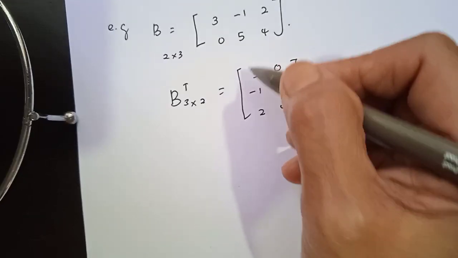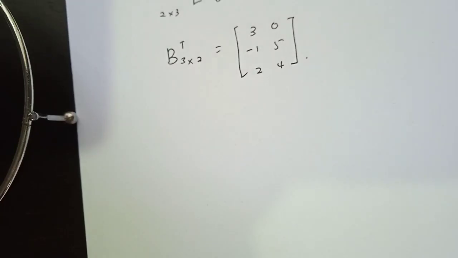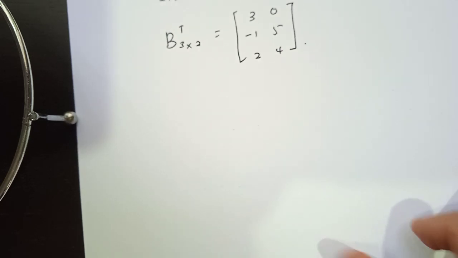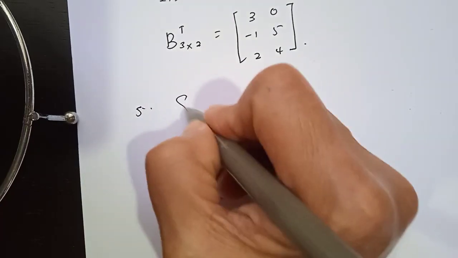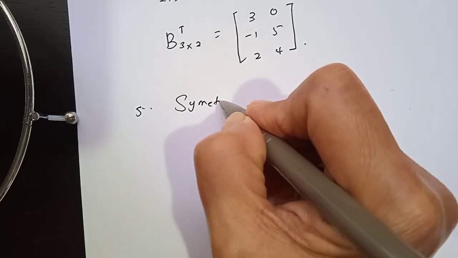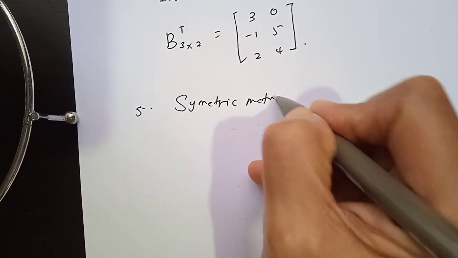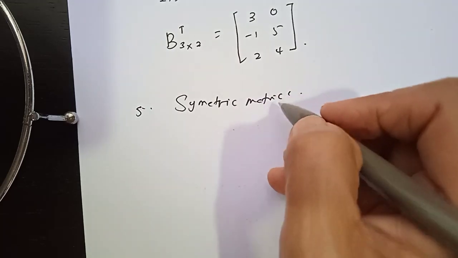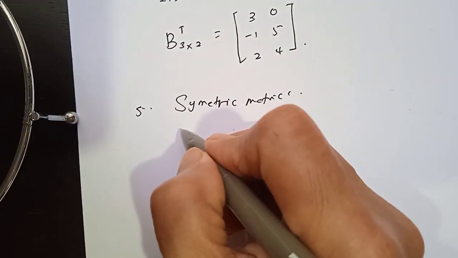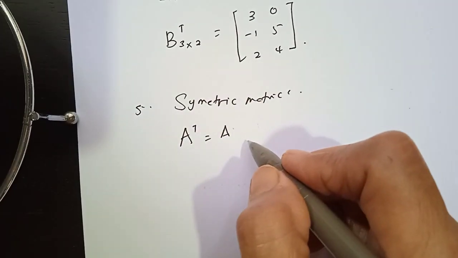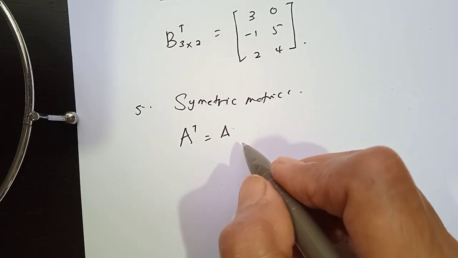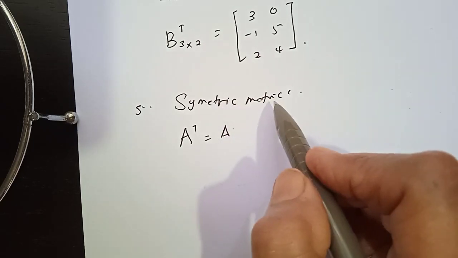Okay, next is number 5, symmetric matrix. A symmetric matrix is a square matrix where A transpose and A are the same matrix. The elements and order of the matrix are the same. So we call that a symmetric matrix.